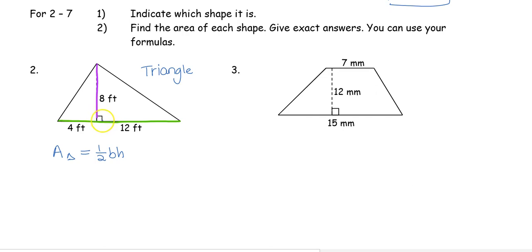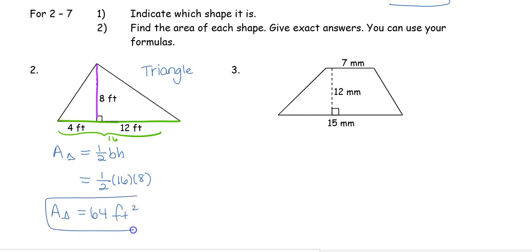So when I see that right angle, I know that the base is going to be that entire bottom. And when we look at that, this base is going to be 16. So the area formula is 1/2 the base of 16 times the height of 8. So the area of our triangle is 64, and we look at our label, feet squared.